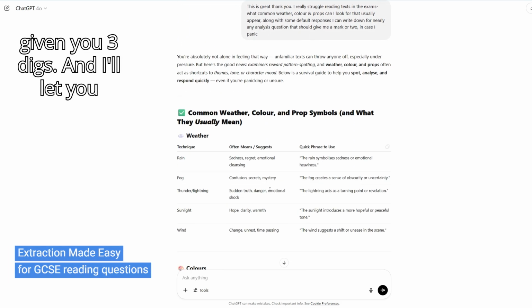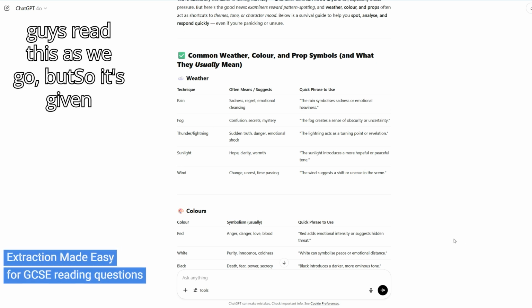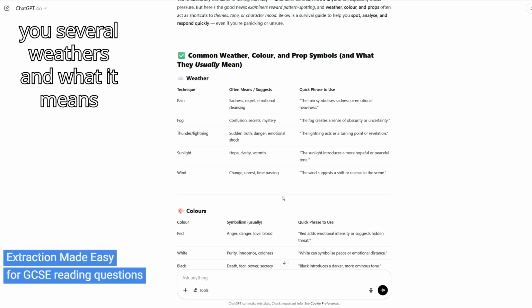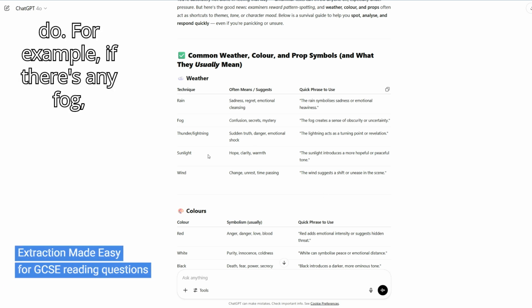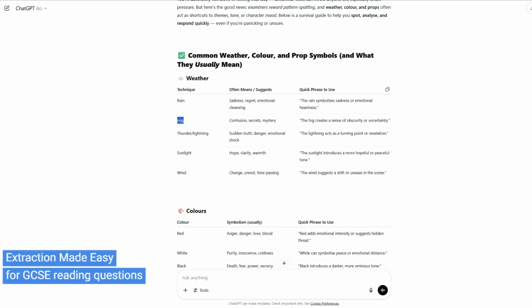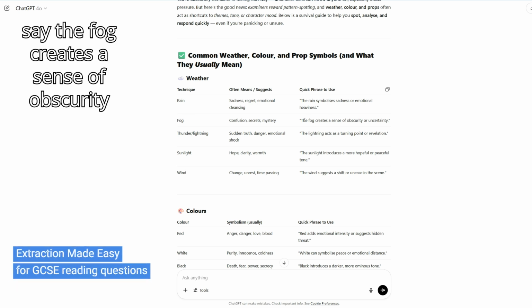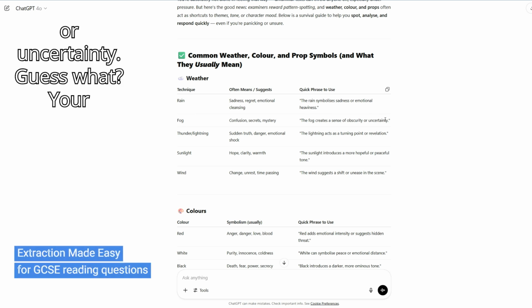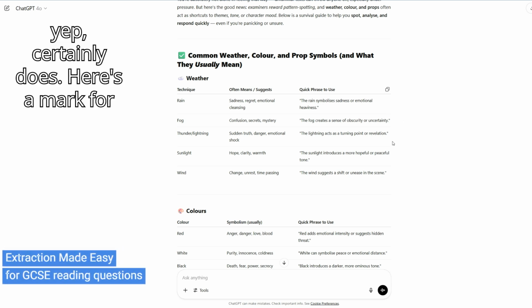And it's given you 3 things, and I'll let you guys read this as we go. So it's given you several weathers and what it means and suggests, and phrases you can use. So, for example, if there's any fog in your extract, it says it usually suggests confusion, secrets, and mystery. And you can say the fog creates a sense of obscurity or uncertainty. Guess what? Your examiner's going to look at that and go, yep, it certainly does. Here's a mark for that.